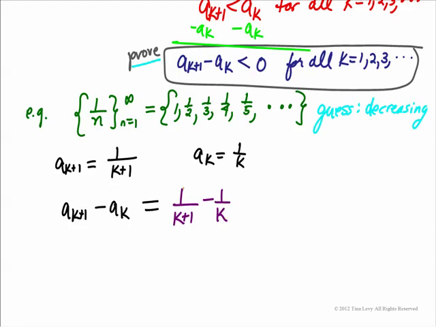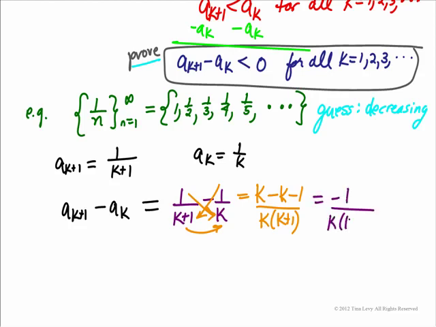So now I'm going to write this as one fraction, so it's k minus (k plus 1), which is minus 1, over the product k times k plus 1. Right? And this is negative 1 over k times k plus 1. But because k is all values that are positive integers, the denominator is positive, the numerator is negative, so the result is less than 0. So we have just shown that this is negative for all values of k. And therefore, this sequence is actually monotone decreasing.